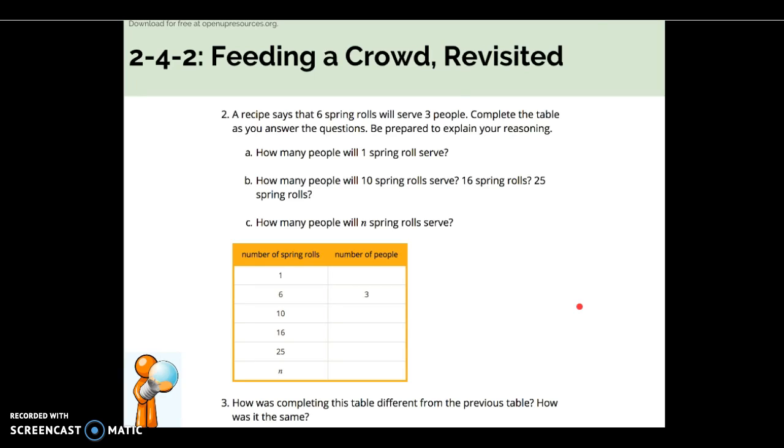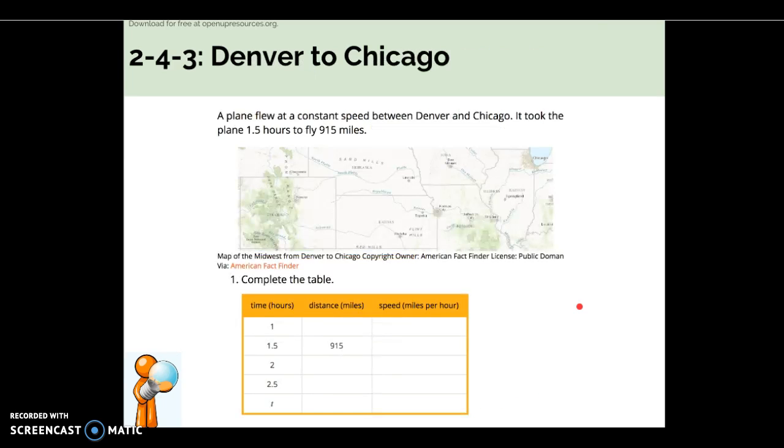So I would say right now is a good place to pause if you have not finished this problem. I'm going to go ahead and move forward for the sake of recording.